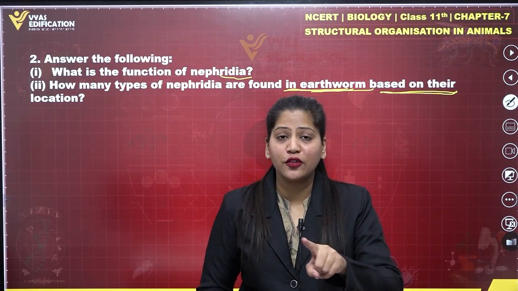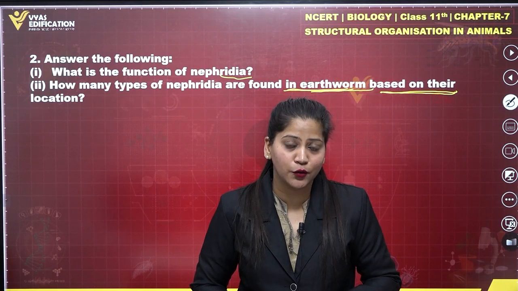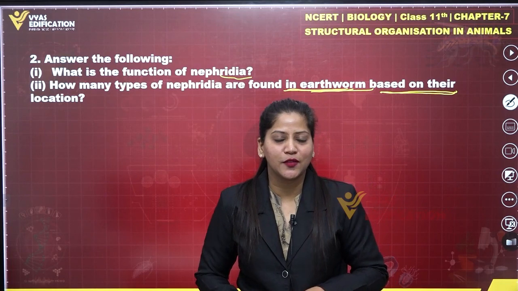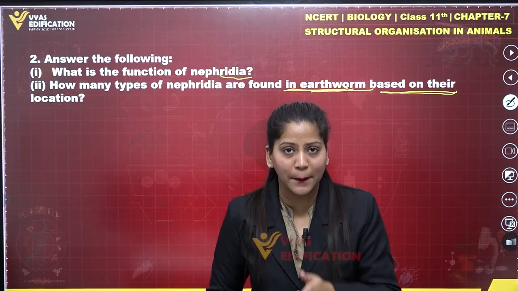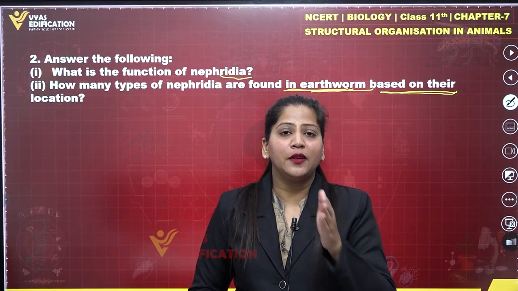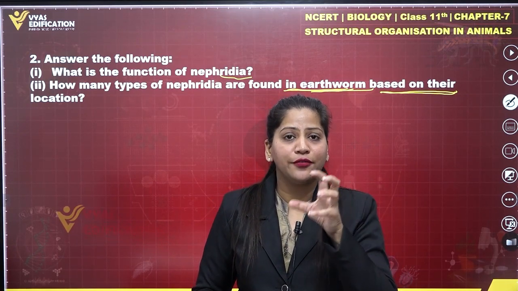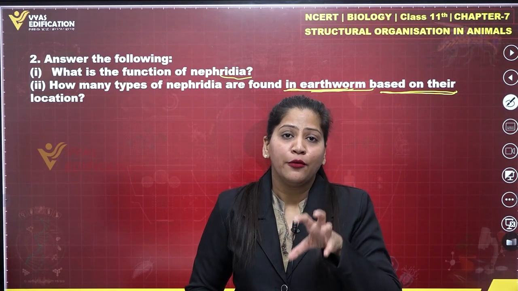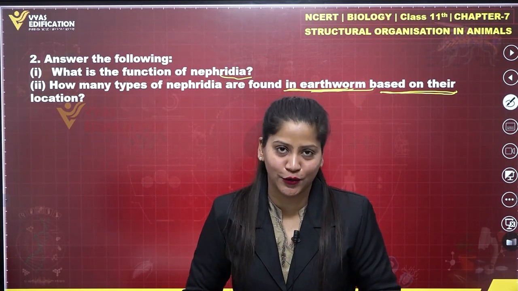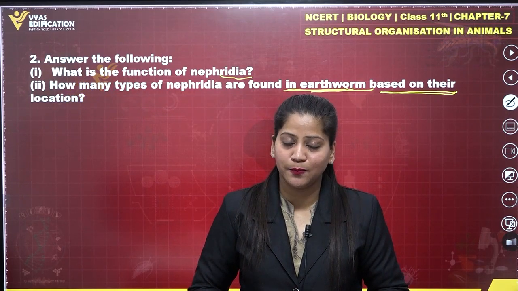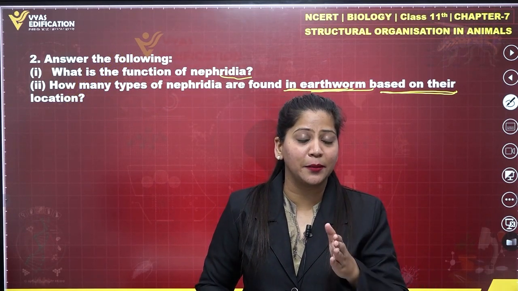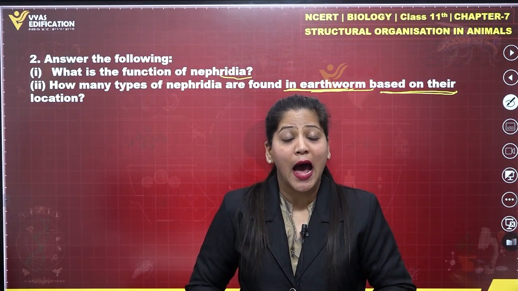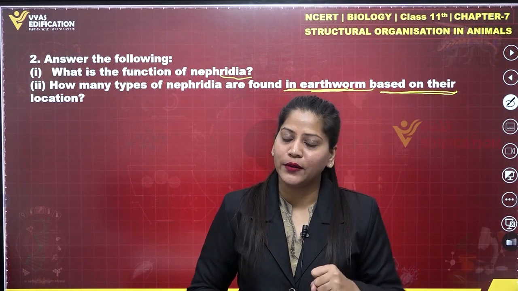Now, if we talk about the locations of these 3 nephridia in earthworm, the first one we have is septal nephridia. Septal nephridia are present on both sides of intersegmental septa behind the 15th segment in the earthworm. We know that earthworm is segmented. Behind the 15th segment, the septal nephridia are present and they open into the intestine of earthworm.